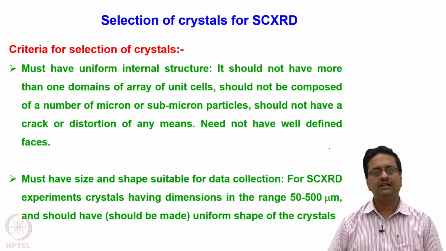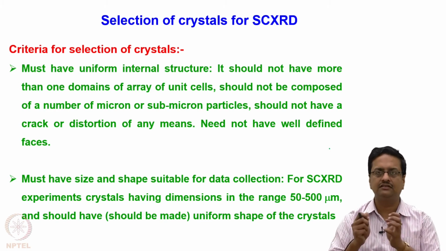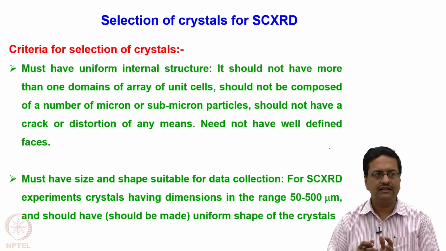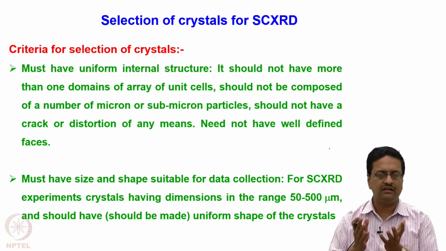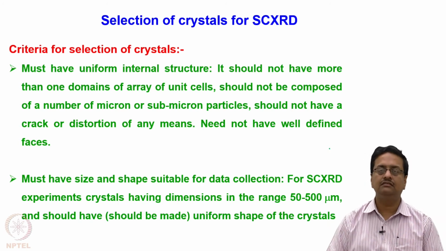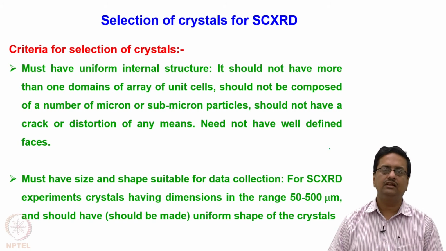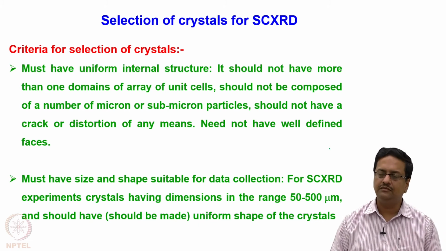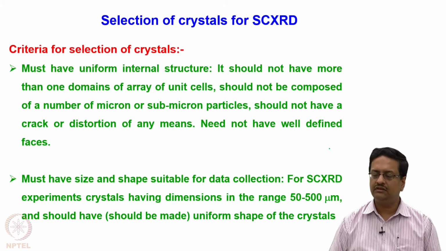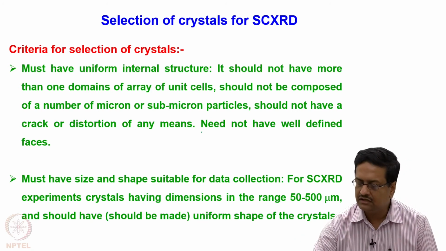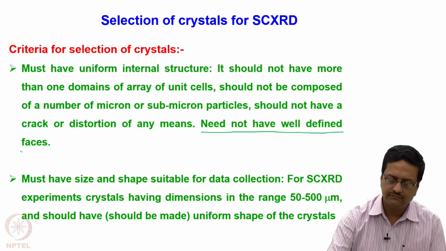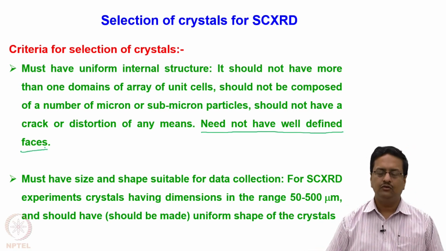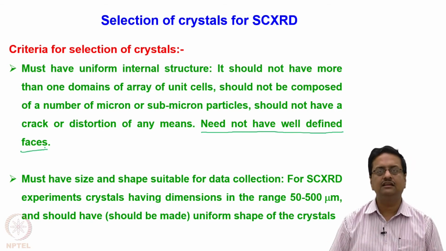It should not be composed of a large number of micron-sized particles joined together, because in that case those particles will be individual crystals oriented in random directions, and they will then diffract in all possible directions and we will not be able to index the pattern if it is a composite of a large number of tiny micron-sized crystals. One should remember that the crystals need not have well-defined faces. The external faces may not be well defined. One should be able to cut the crystal under a microscope and expose some of the faces and then try to see it under the microscope.